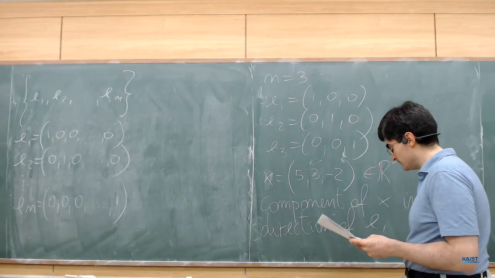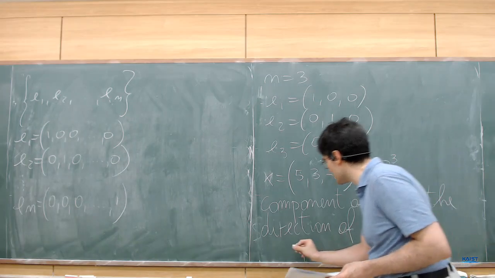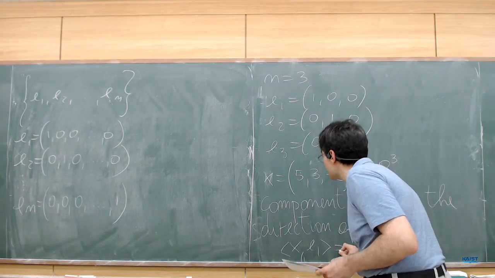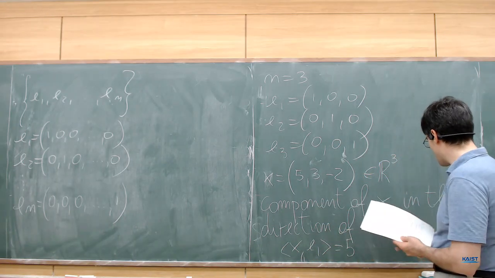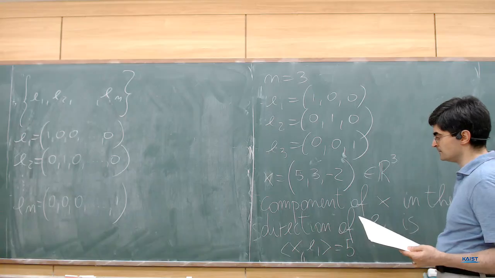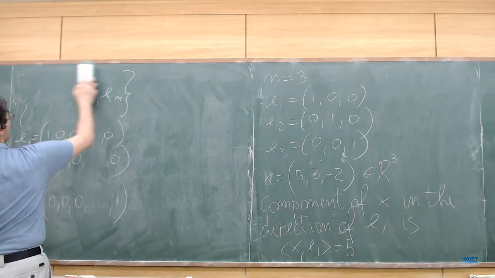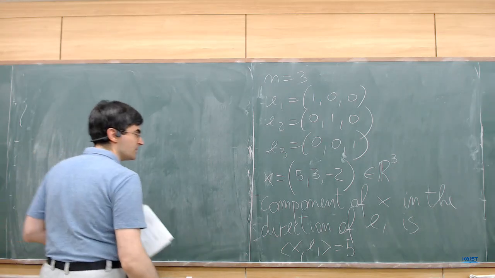Of E1. This is given by the inner product of x and E1. This is equal to 5. You can continue.